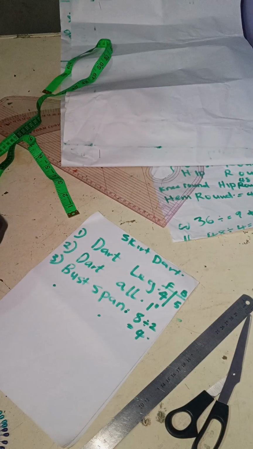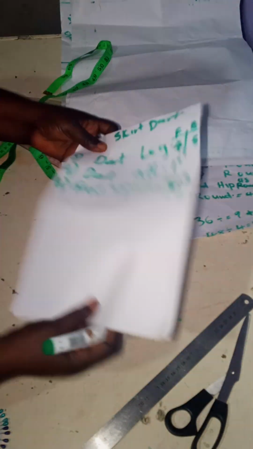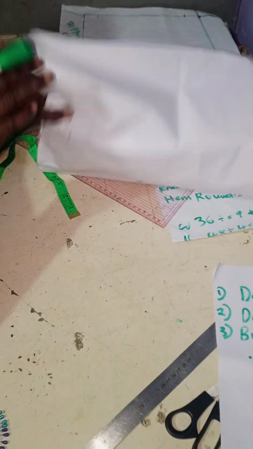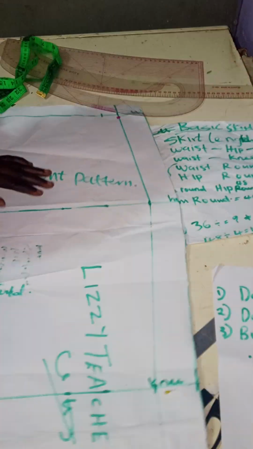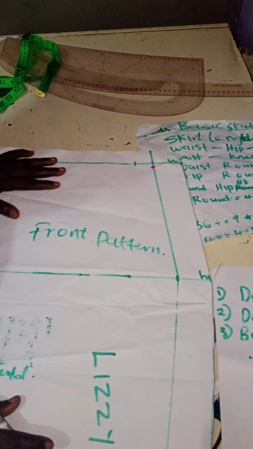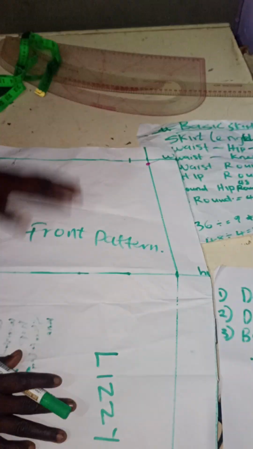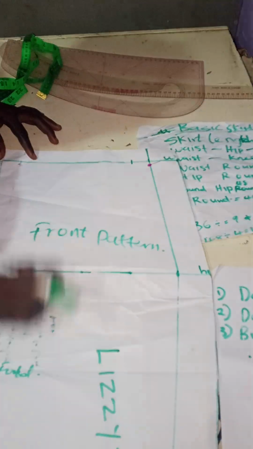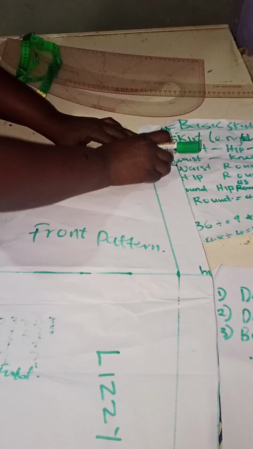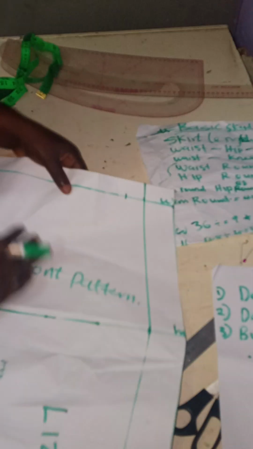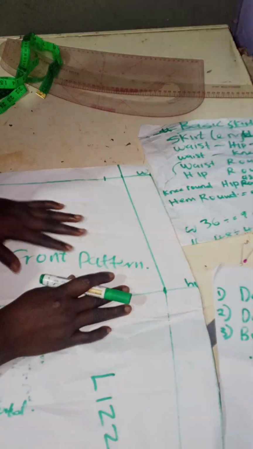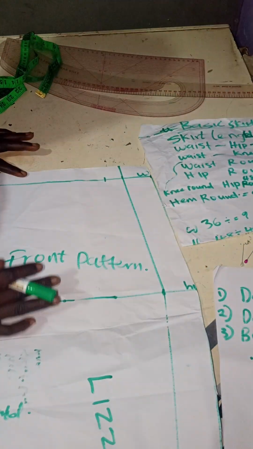So let's now bring our skirt pattern. The dart is usually plotted on the waist part of the skirt. So this is our skirt pattern. This is a front pattern. Now let me separate the front from the back so that we can work only with the front. Then we'll go and do the back.